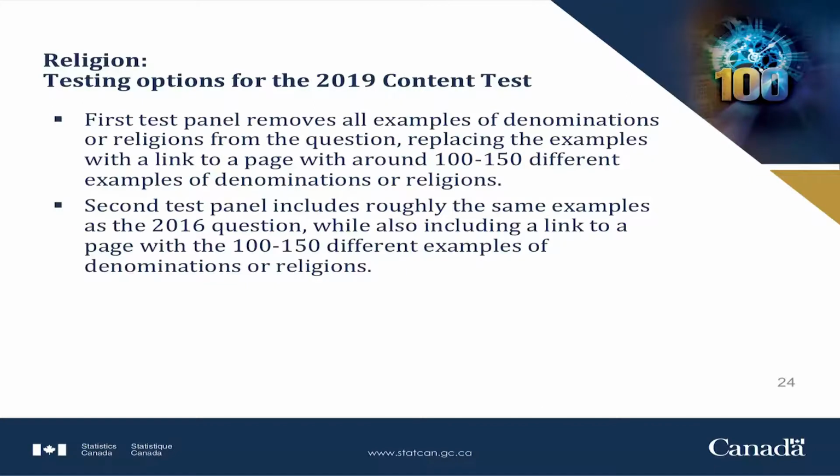For test panel number 1, we're going to remove the examples and replace them with a link to a page with about 100 to 150 different denominations or religions. The second panel will include roughly the same examples as the 2016 question, but also the same link to the 100 to 150 different examples of denominations and religions. For the second panel, those examples will be reordered somewhat, like we always do, based on the frequencies of the previous census. But we're going to split Muslim into, I think, Sunni Muslim and Shia Muslim for the purposes of testing.